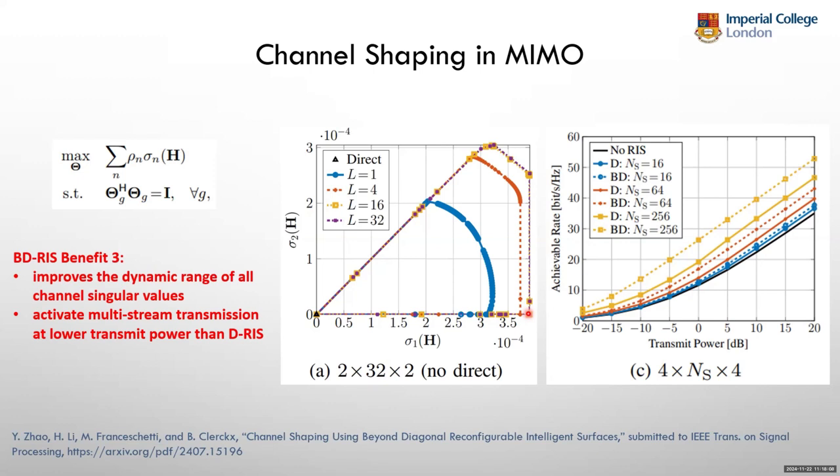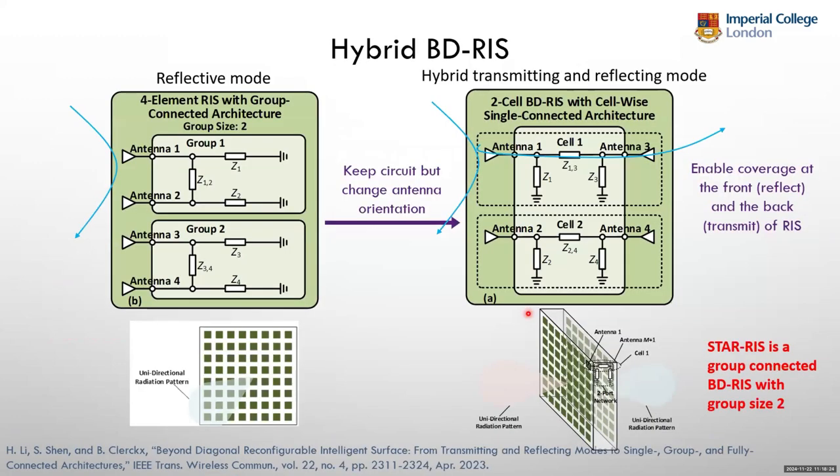So you can activate multiple streams transmissions at lower SNR than if you have a diagonal RIS. So that's the benefit of being able to shape the distribution of eigenvalues in MIMO systems. And that's really one additional benefit here of beyond diagonal RIS. Okay, so let's move on.